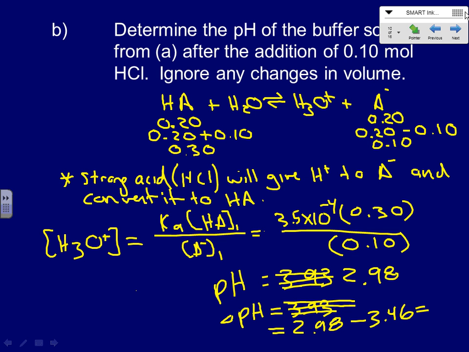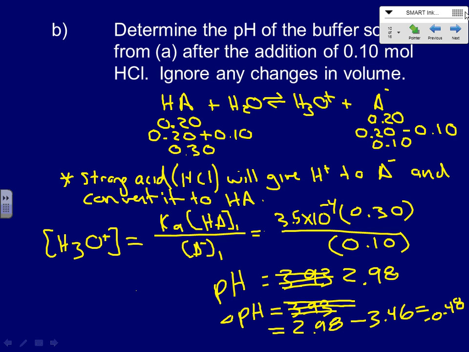Yeah, Jess? Negative 4? Did you say negative 4? Negative is fine, but the 4 is a little big. Yep. Negative 0.48. Negative 0.48.